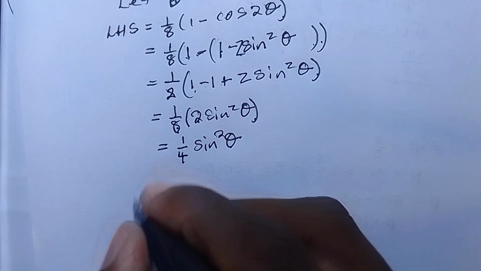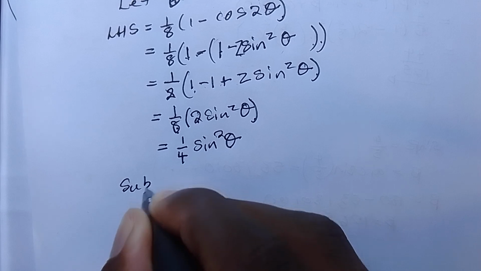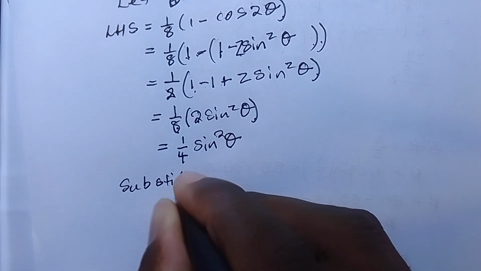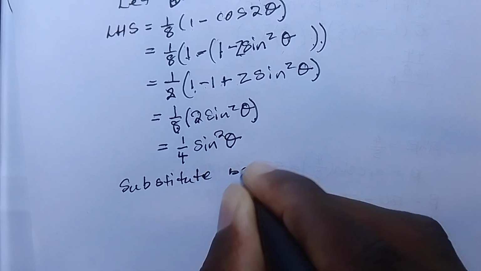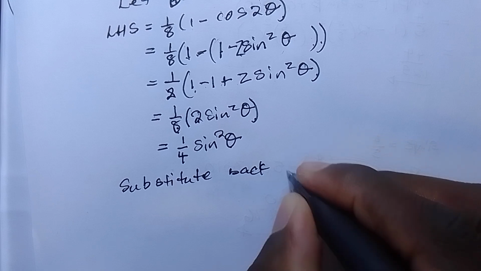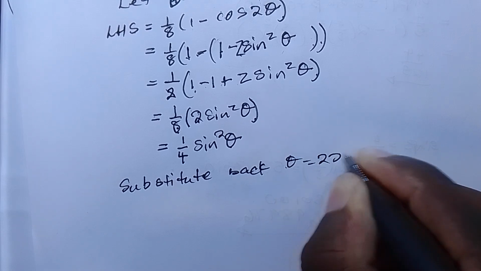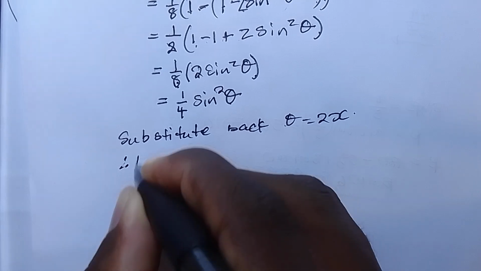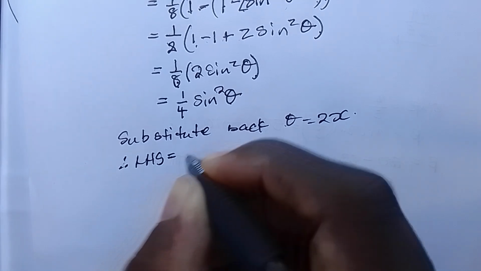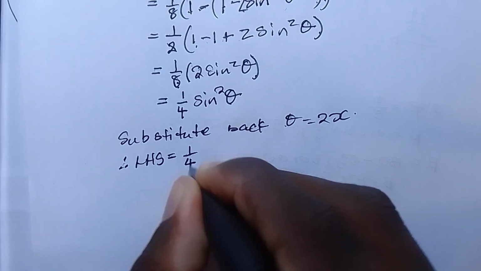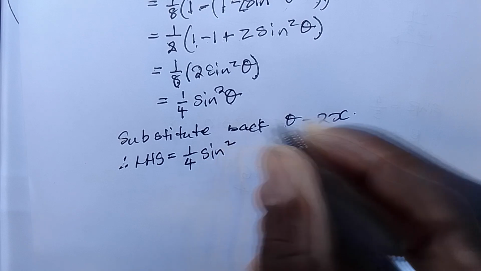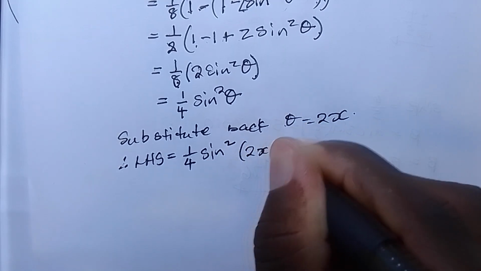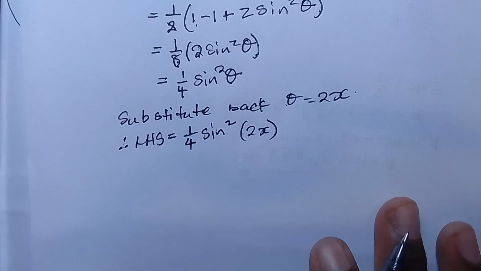You can say substitute back theta is equal to 2x. Therefore, your left hand side is now equal to 1 over 4 sine squared 2x.